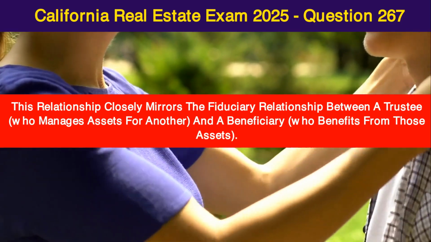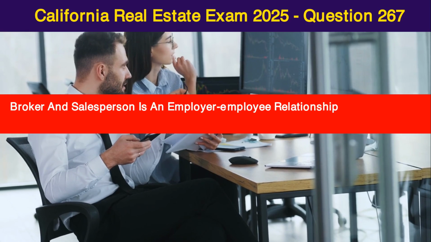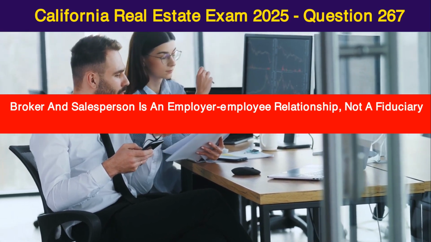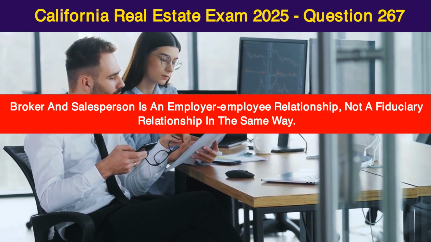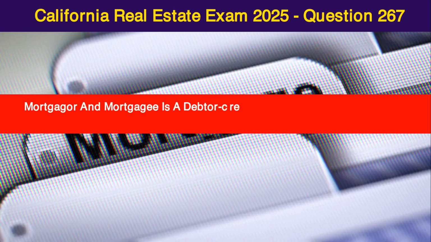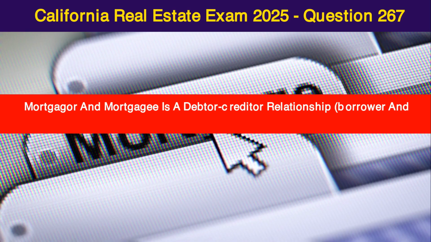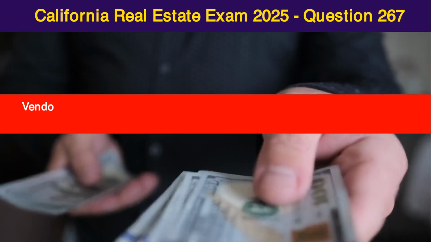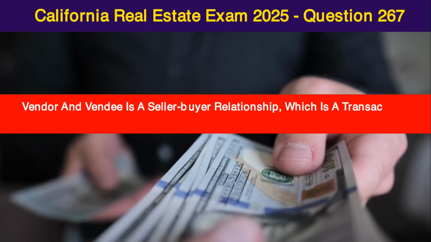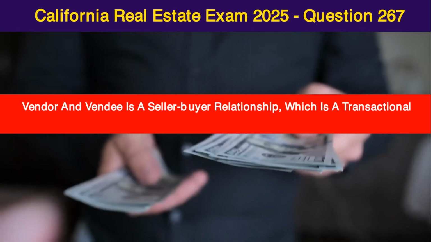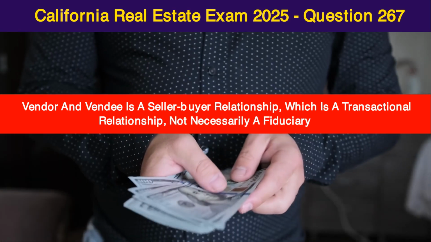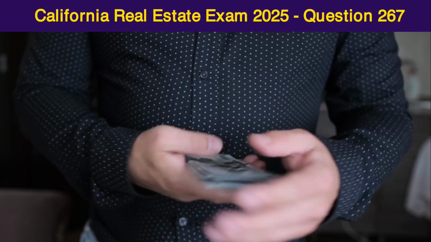Broker and salesperson is an employer-employee relationship, not a fiduciary relationship in the same way. Mortgager and mortgagee is a debtor-creditor relationship, borrower and lender. Vendor and vendee is a seller-buyer relationship, which is a transactional relationship, not necessarily a fiduciary one.